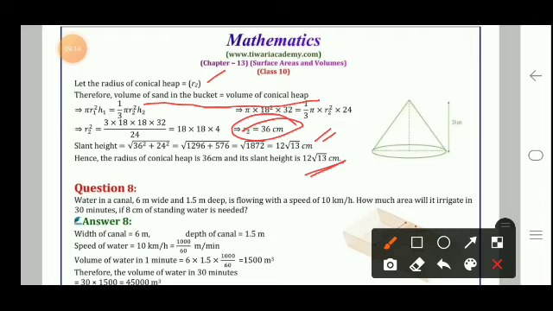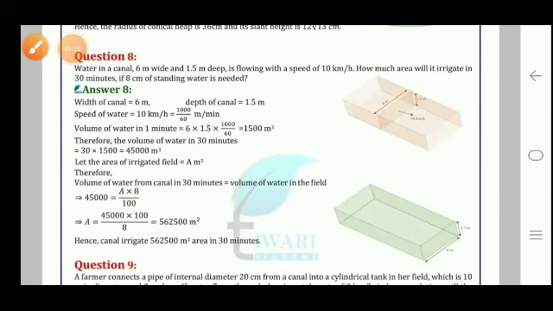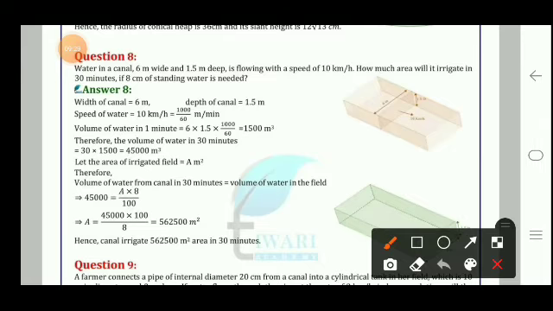Now question number 8. In question number 8, water in a canal 6 meter wide and 1.5 meter deep is flowing with a speed of 10 km per hour. How much area will it irrigate in 30 minutes if 8 centimeter of standing water is needed?